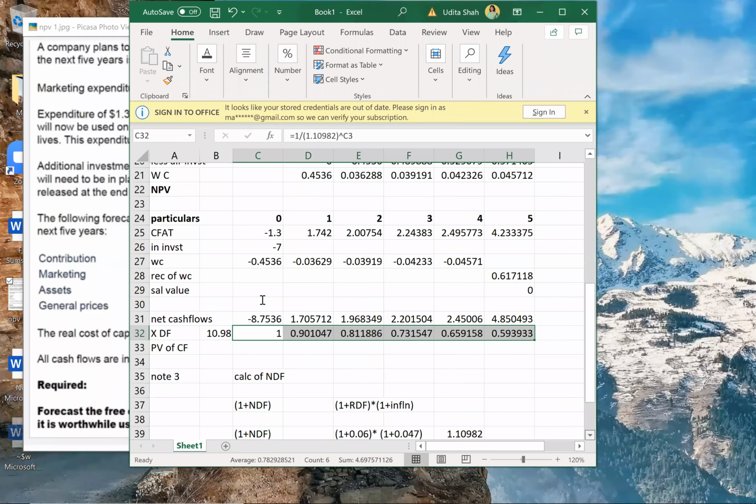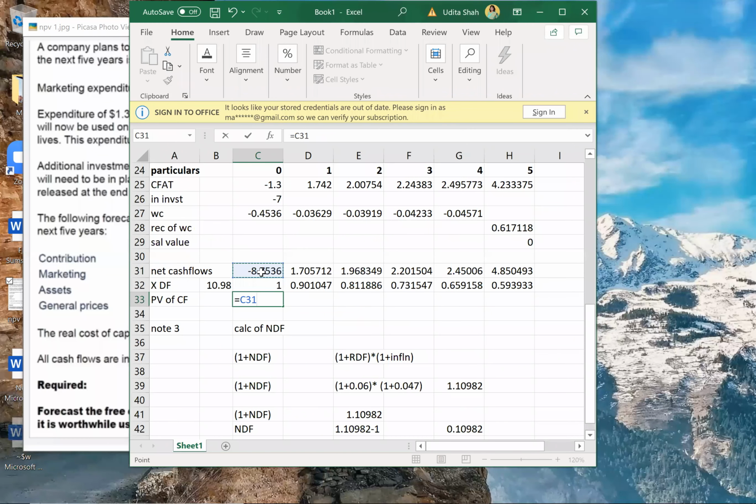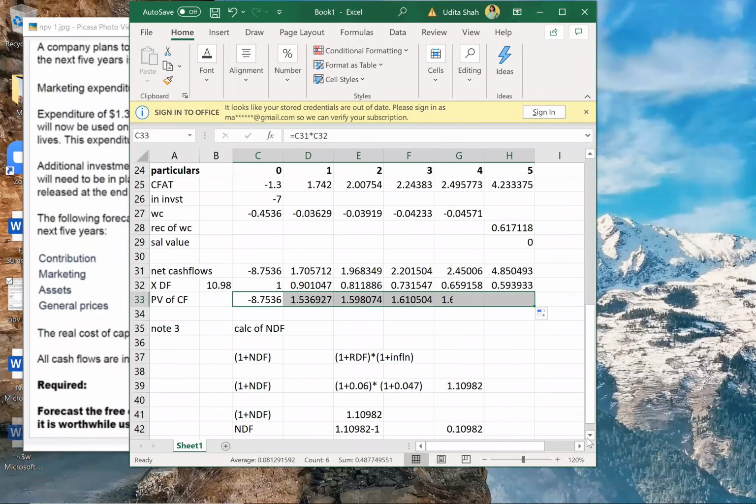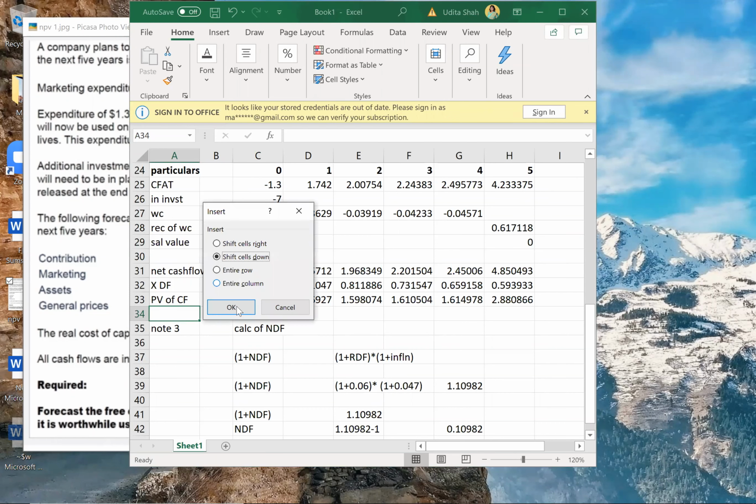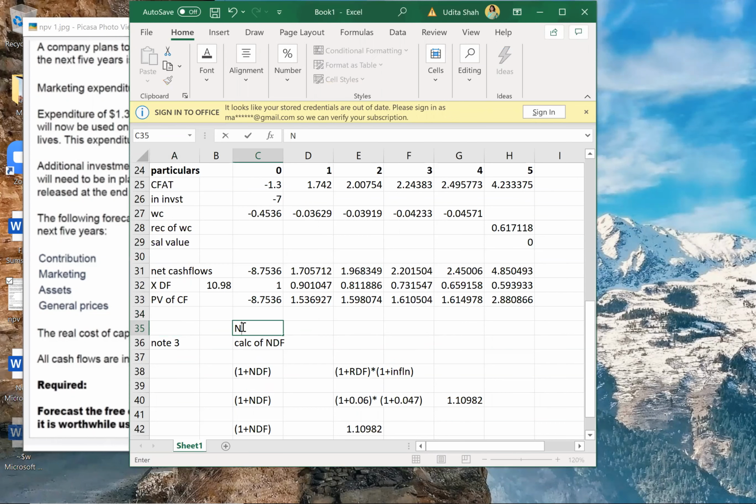Multiply them now. This amount into this amount. So that is my PV of cash flow. Okay. So NPV equal to what? NPV is equal to the sum of all these.